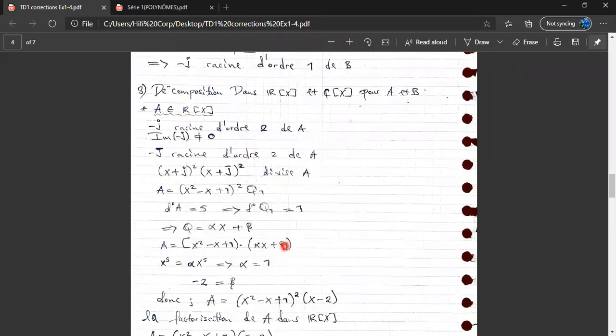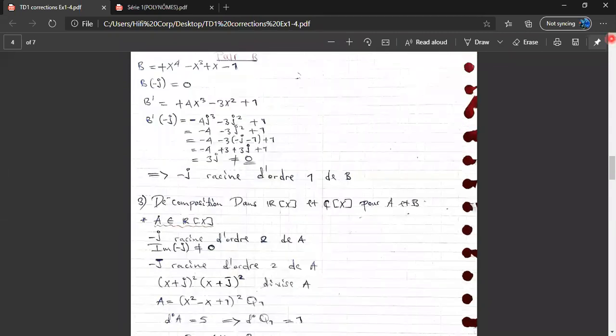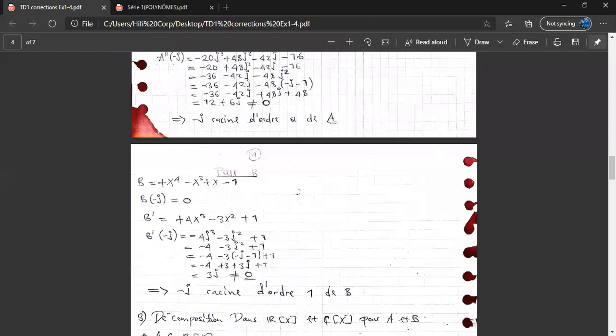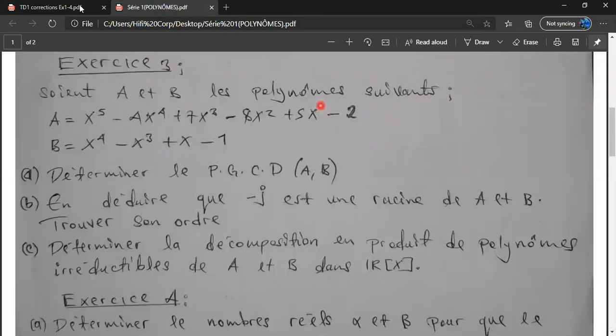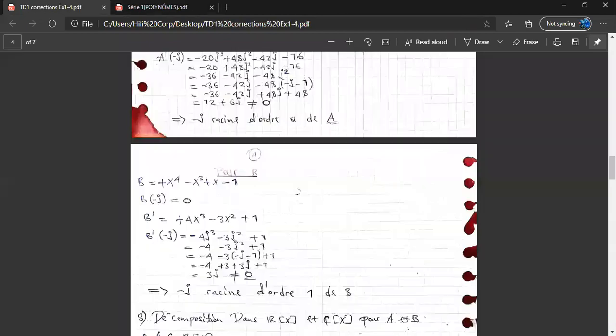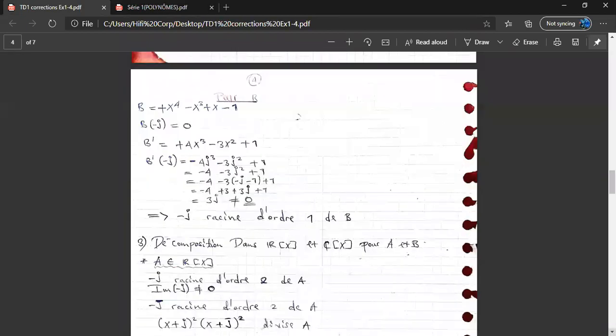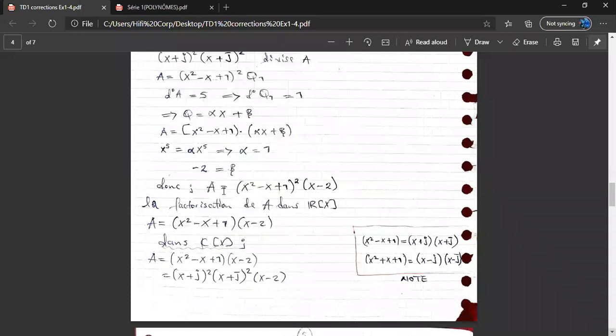Our beta will always be the coefficient of the constant. You just get the value of the constant that you have in R. What is your constant in R? The value of your R is -2. So beta will be equal to what? Beta will be equal to -2.